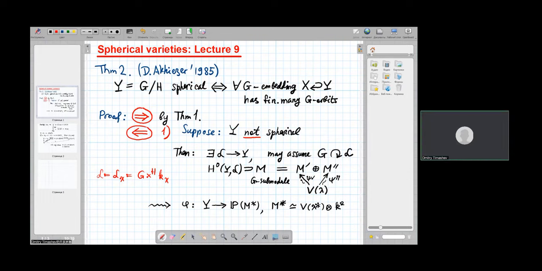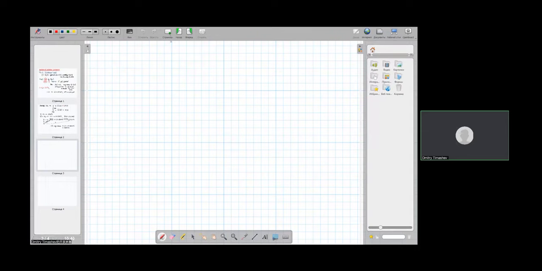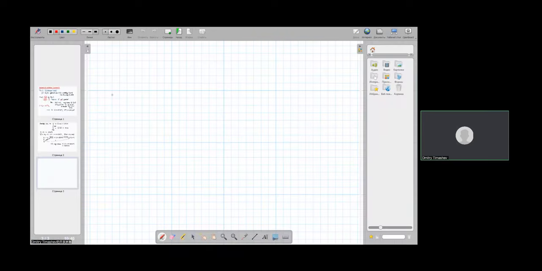So, more questions? Well, if not, then let's continue. If you don't mind, let's continue. So let's turn to the next step of the proof. Excuse me, I think that I have a superfluous page here. Okay. Let me turn to the second step of the proof. This is just about representation theory.